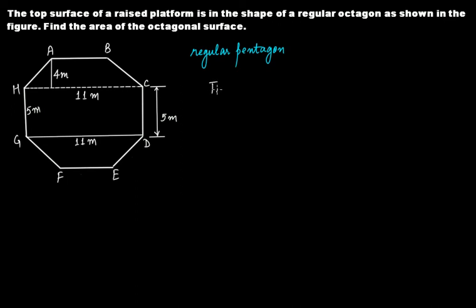Let's say that trapezium 1 is ABCH and trapezium 2 is FEDG. And then we have this rectangle. Let's say that this is rectangle HCDG.